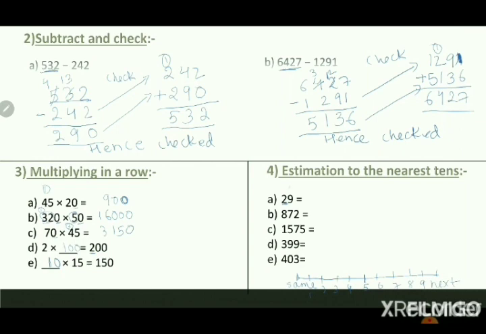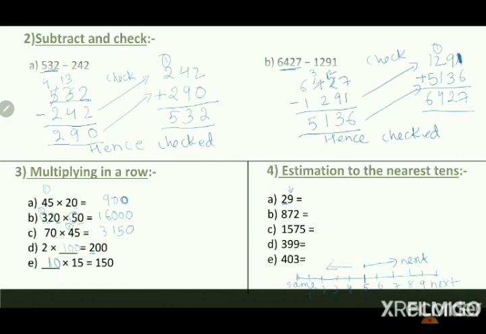And we are going to estimate. It means we are going to see the next number. Okay, so if the next number lies from 5 and above, it will go to the next tens, and if it lies below 5, then the tens remains the same, or the number which you have to round off remains the same. This rule we follow every time when we are estimating.